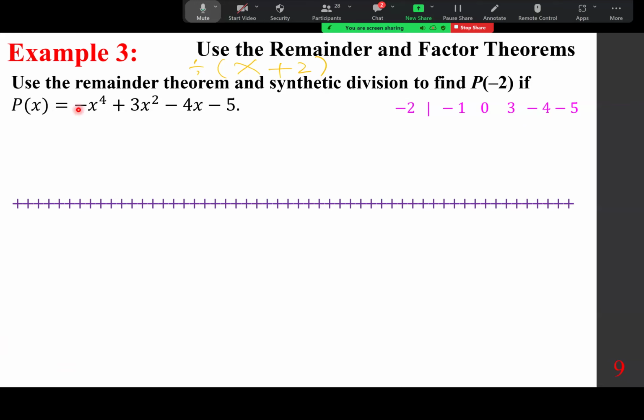We put these numbers: negative 1, positive 3, minus 4, and negative 5. And we notice what's missing. This is of degree 4, this is of degree 2. So degree 3 is missing. You must put a 0. If you don't do that for long division, you could make it work. But if you don't do that for synthetic division, you can't make it work. It will be wrong. So one more time. Degree 4, negative 1. Degree 3, missing, 0. Degree 2, 3. Degree 1, negative 4. Constant, negative 5. And you put the negative 2 here.